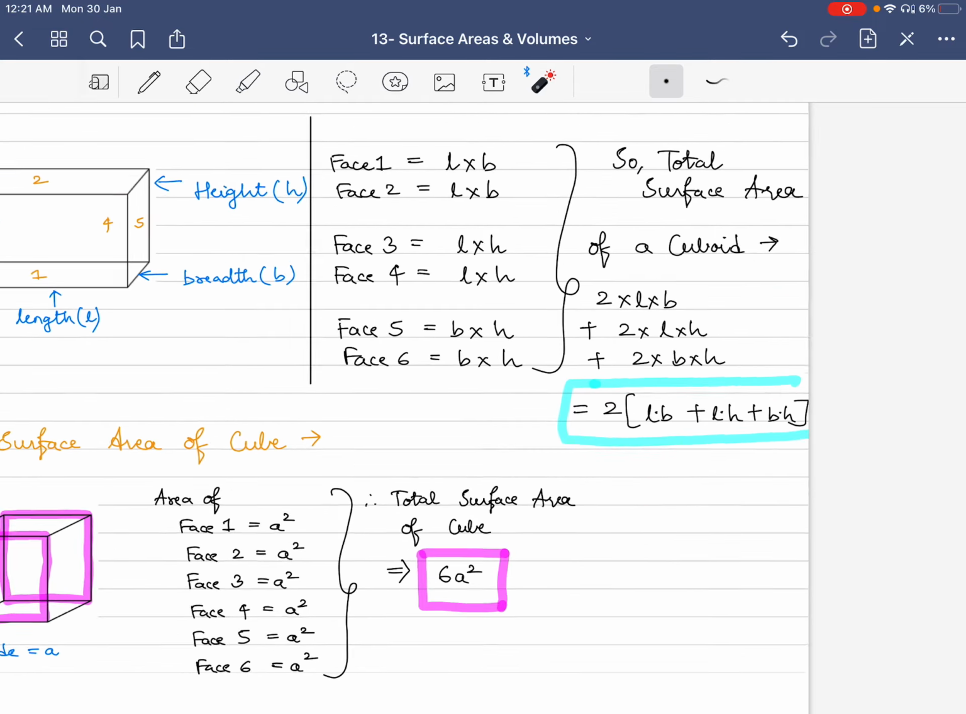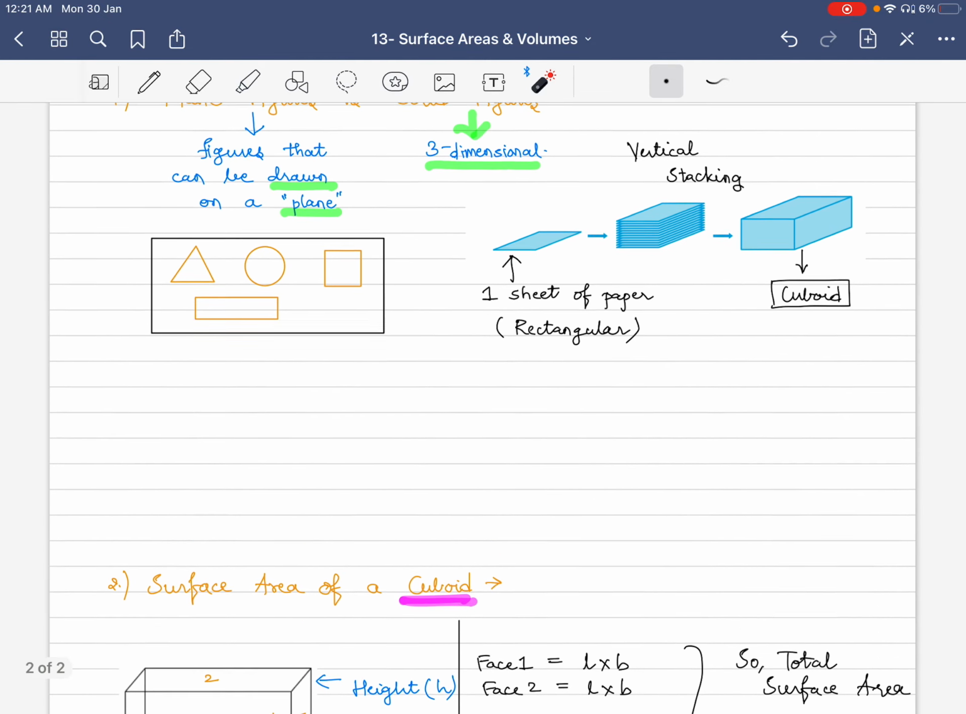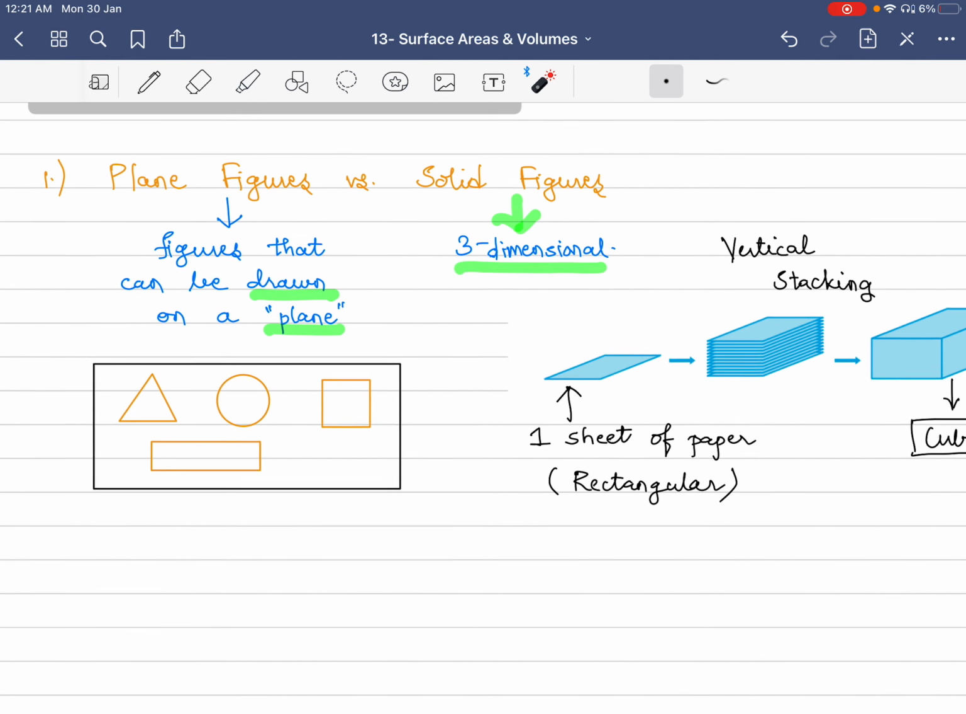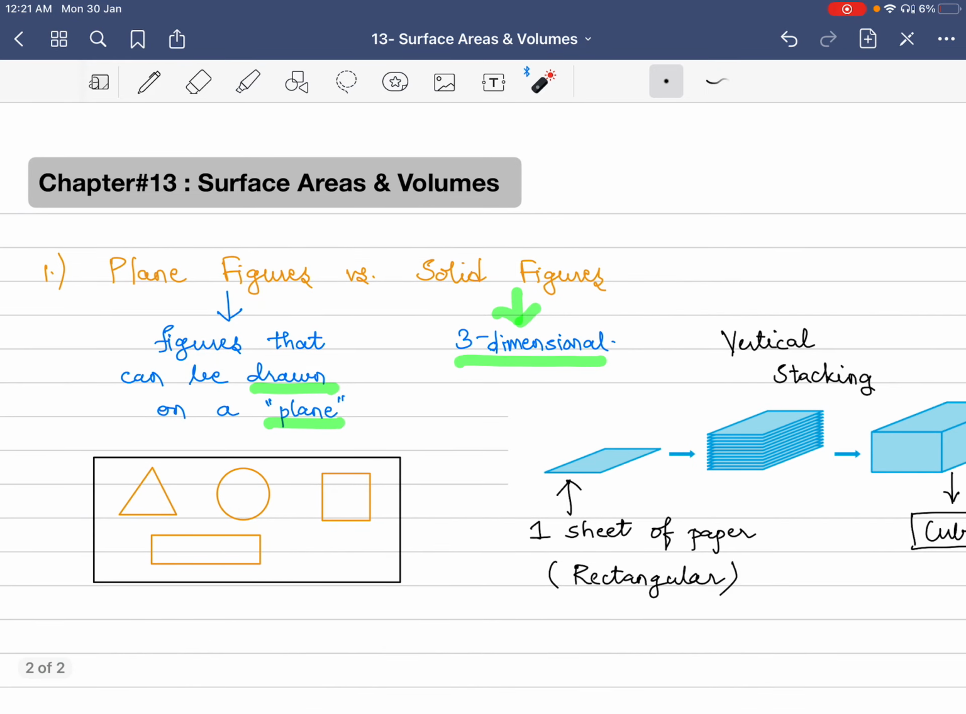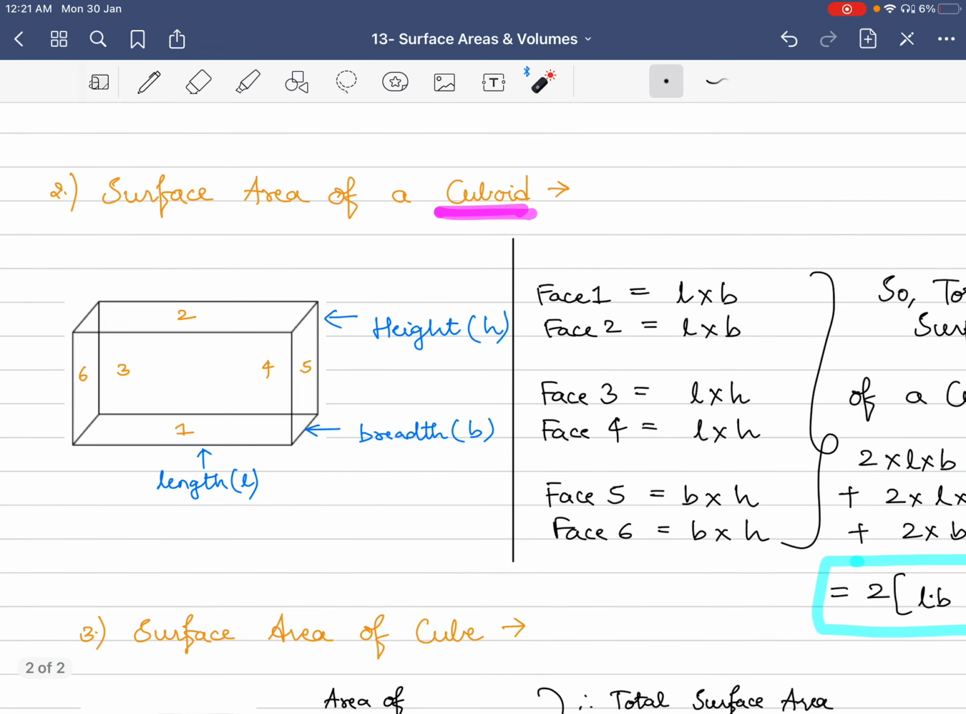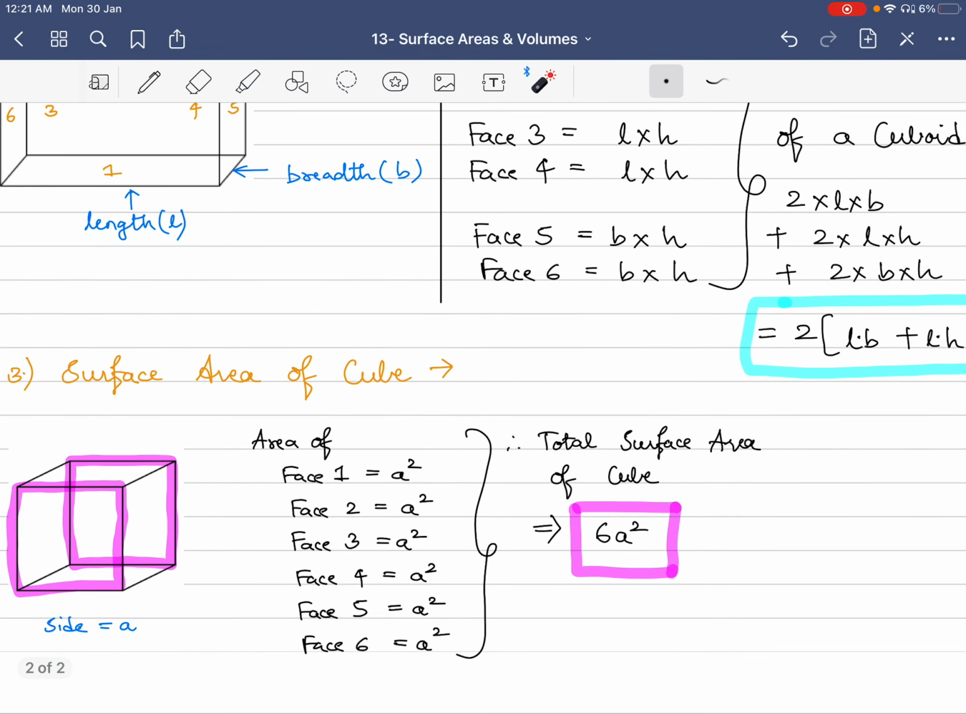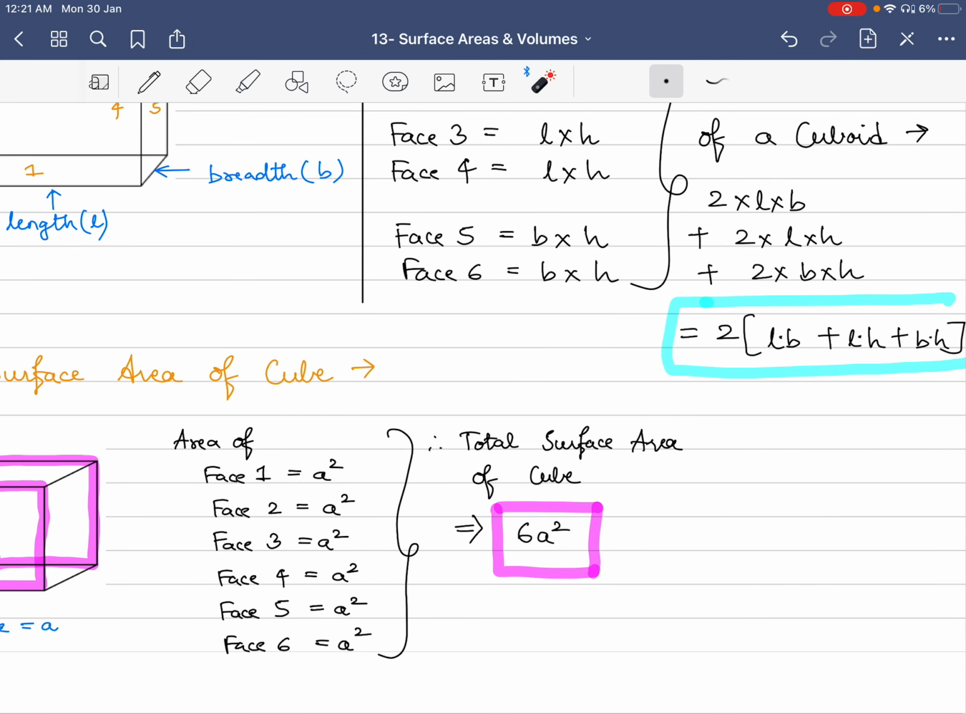Thus, in this entire video we initially saw the difference between a plane figure and a solid figure, and we saw two important formulas: one is the surface area of a cuboid, and the next is the surface area of the cube. Using these two formulas we are going to solve many different problems where the given geometrical figure in the exercise is either a cuboid or a cube, and we simply use one of these formulas to find its total surface area.